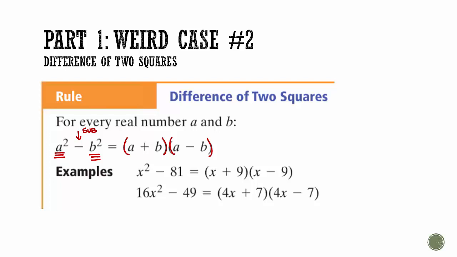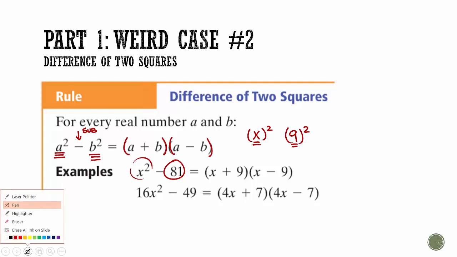So they give you one like this, x squared minus 81. X squared is really x squared. 81 is really 9 squared. So x and 9 are going to be my two factors.